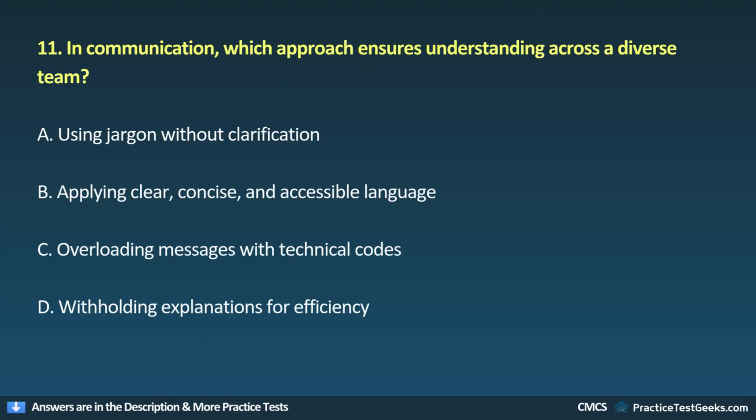11. In communication, which approach ensures understanding across a diverse team? A. Using jargon without clarification. B. Applying clear, concise, and accessible language. C. Overloading messages with technical codes. D. Withholding explanations for efficiency.